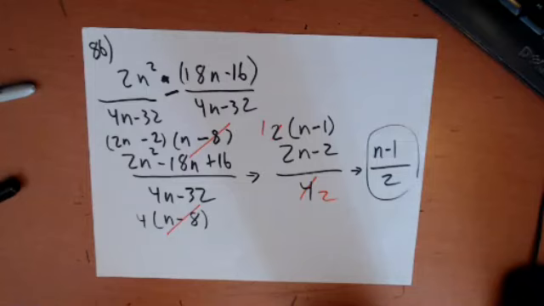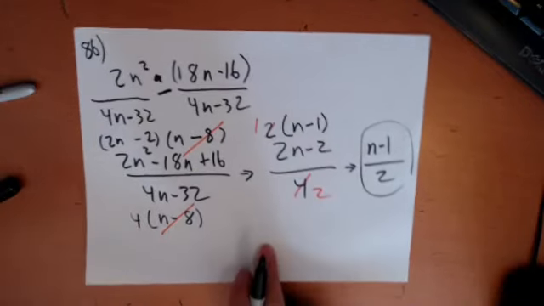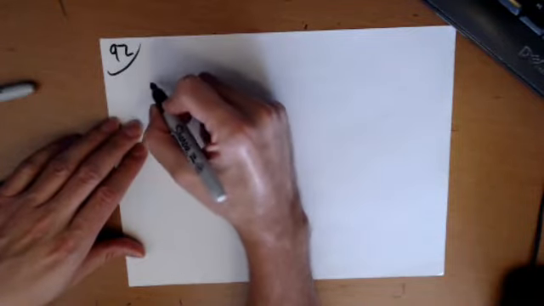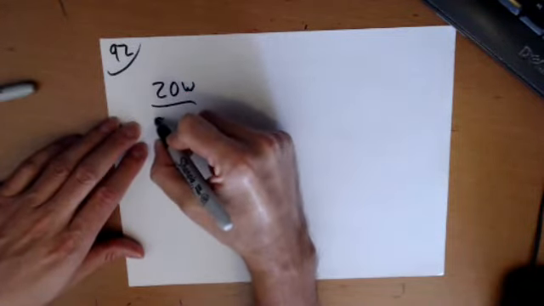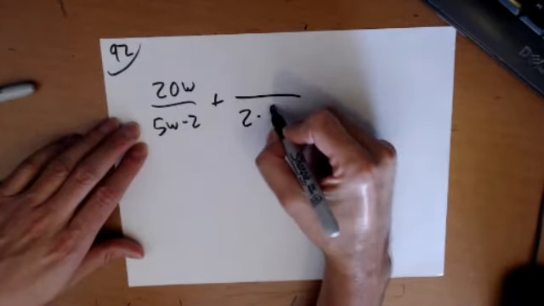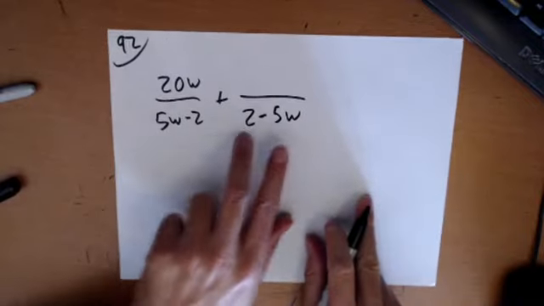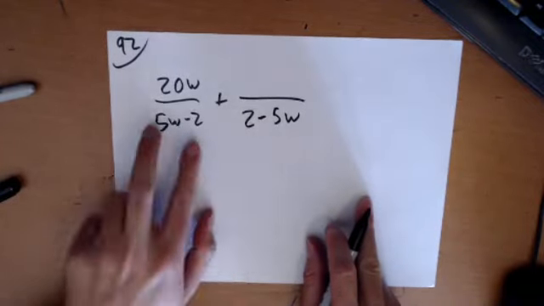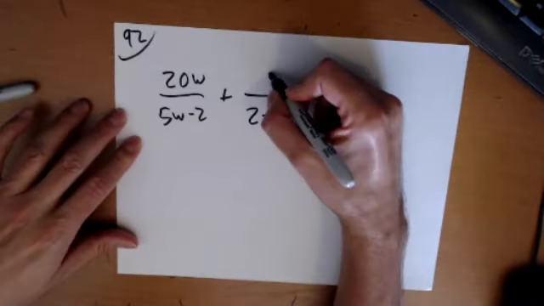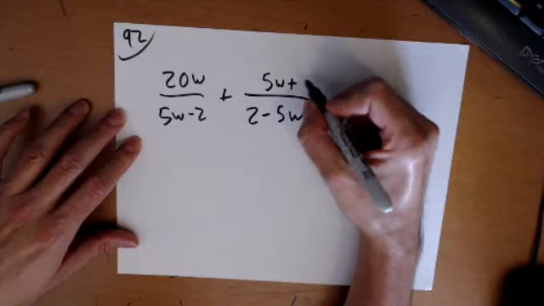Okay, let's do 92. So we understand the basic game. 20w over 5w minus 2, plus 2 minus 5w over... Remember, it'd be a lot cooler if it was 5w minus 2. If there's a minus sign, can't I just spin things and add an extra minus sign? Remember that trick I keep trying to explain poorly?